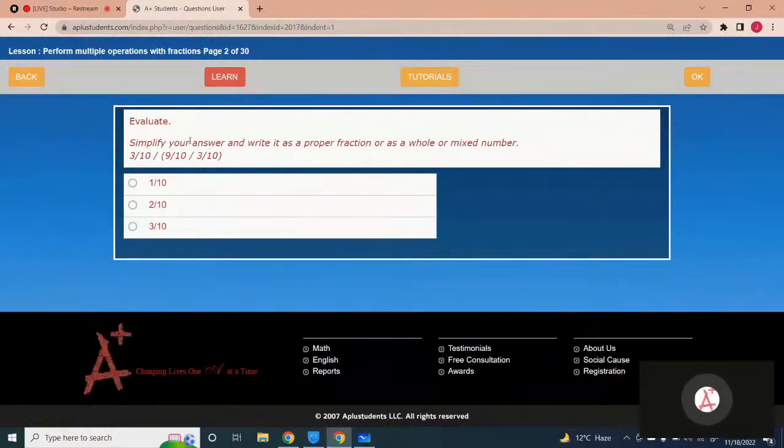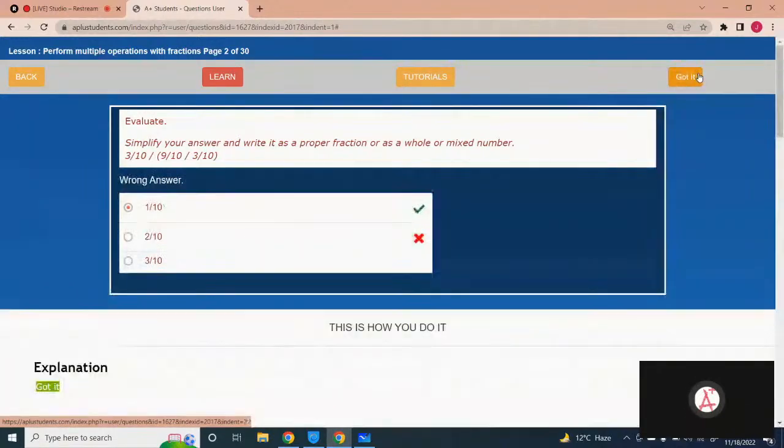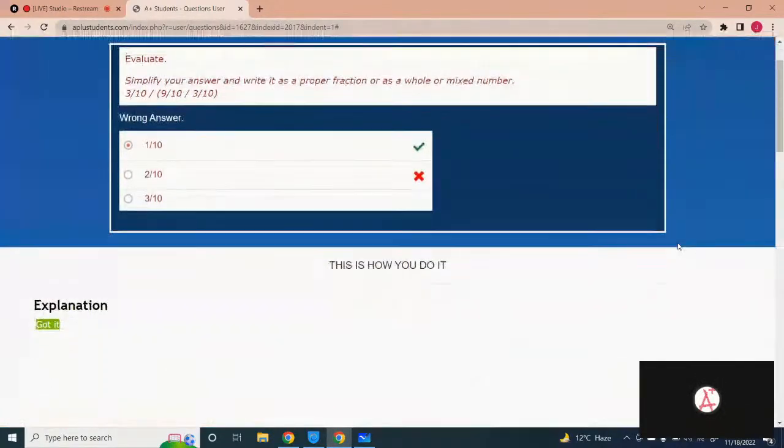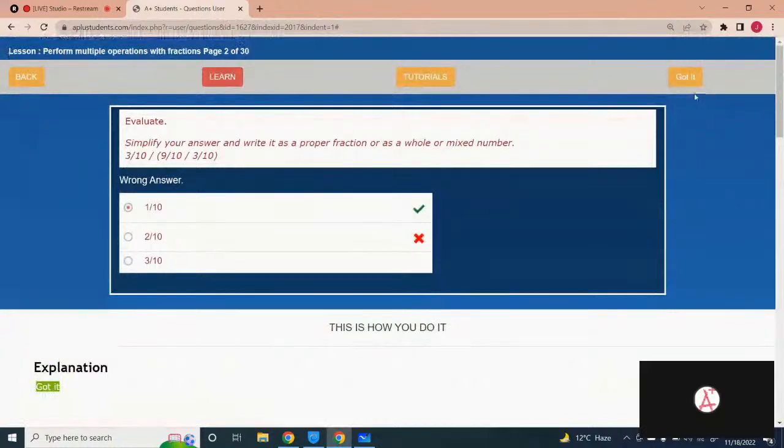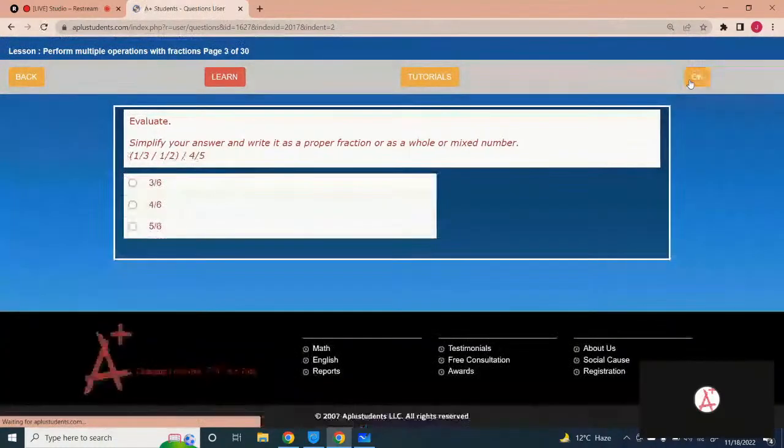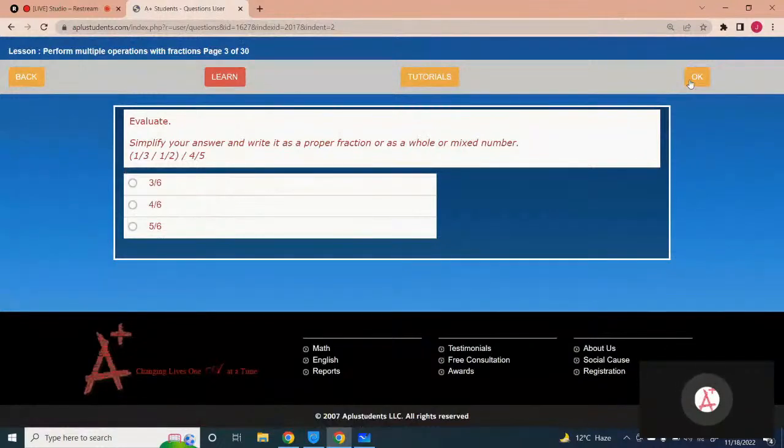Evaluate, but you are not given the question. Okay, leave this one. Just select any option and move on to the next question because we are not given the question. The next one is again, you're not given the questions. I think I have to skip this test because you're not given the practice questions. Got it?